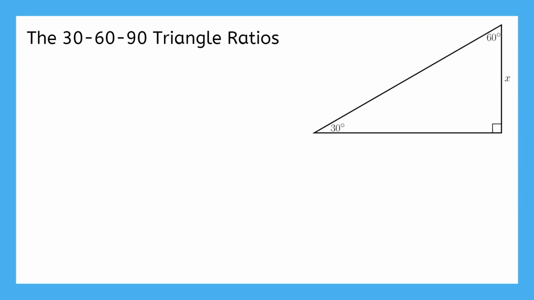Here's a 30, 60, 90 triangle. For these ratios, we'll always label the short leg x. Remember, when we looked at this one earlier, we discovered that the hypotenuse is twice as long as the short leg. So since the short leg has length x, the hypotenuse has length 2x.